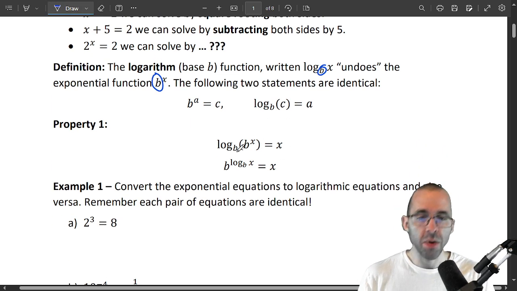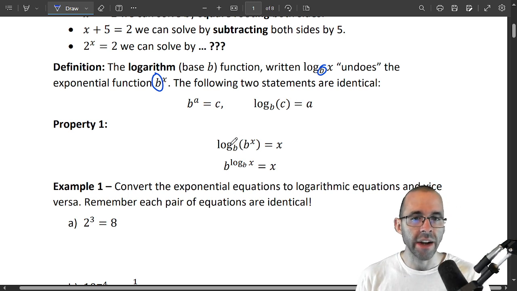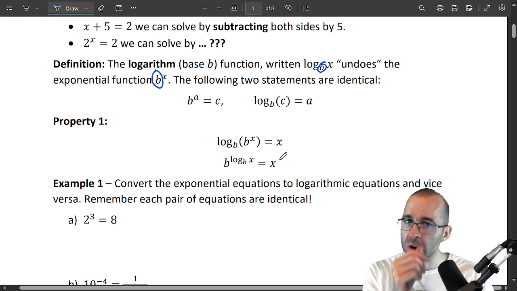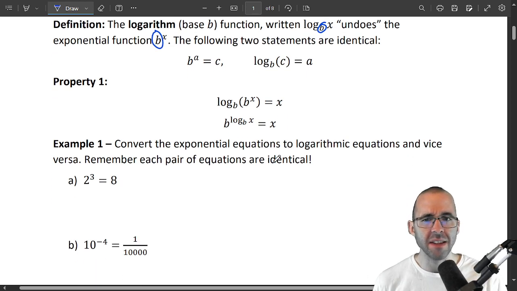So one property is, since they undo each other, like if we divide and multiply by the same number, it should cancel out. We add and subtract the same number, it should cancel out. Well, similarly, if we log and exponentiate by the same number, they should cancel out and we should just be left with that number. And the reverse order is also true. If we exponentiate a number and then log by that same number, those should cancel out and we're just left with that x. So it looks weird, but let's get some practice with this.